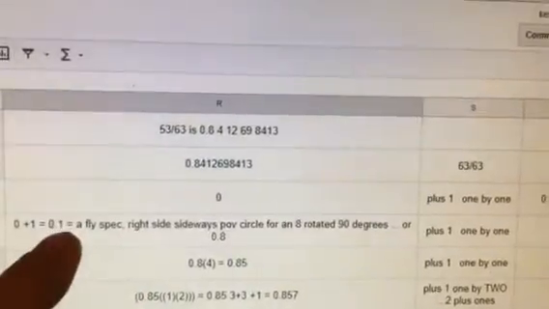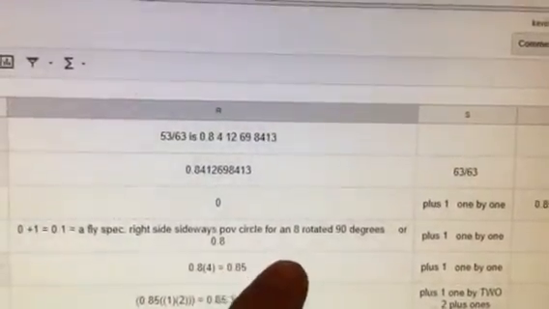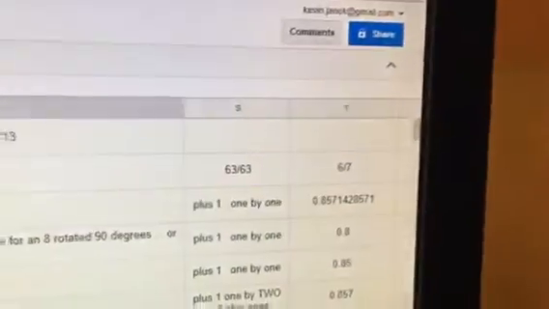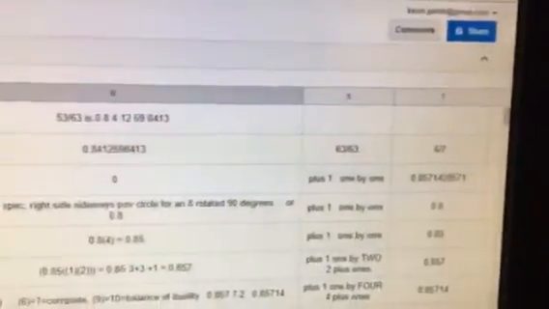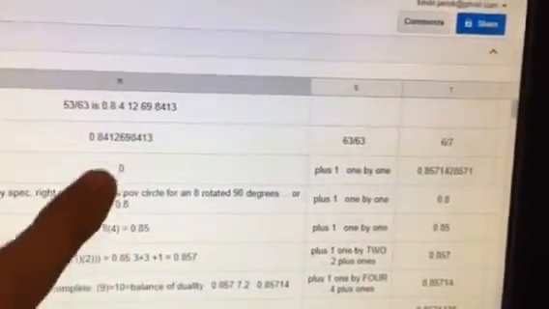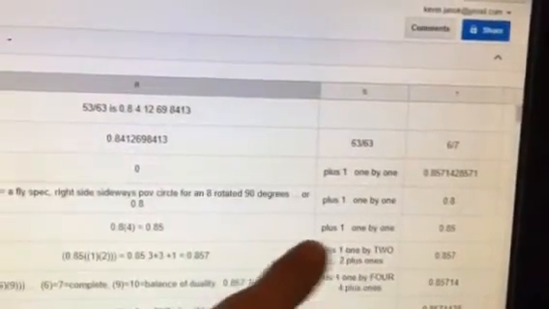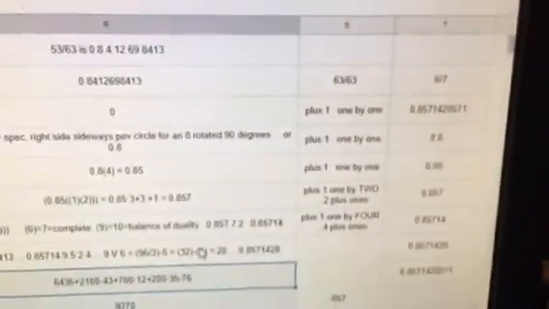The right side of the equation, or the 1, is a sideways point of view circle for an 8 rotated 90 degrees, or a depiction of 0.8. So, yeah, there you go. 0.8. Cool. So now we're going to pull in our 4, but it's a circled 4. And we've got to plus our 1 by 1, so we're going to go 0.85. Over here we got 0.85. That's pretty cool.